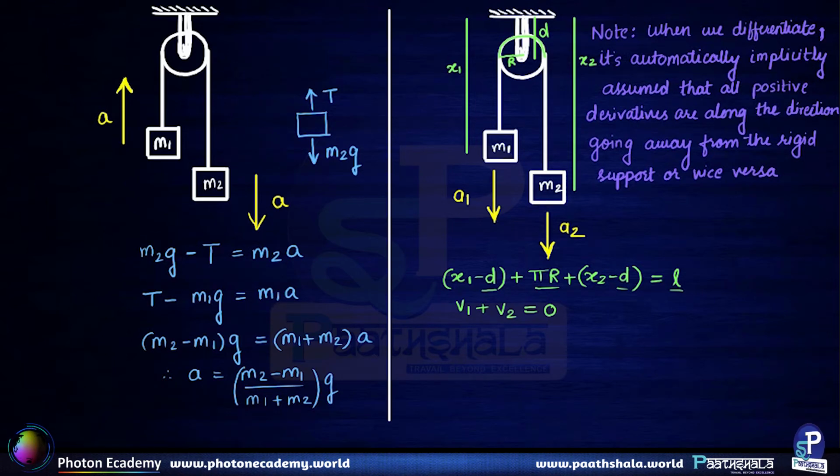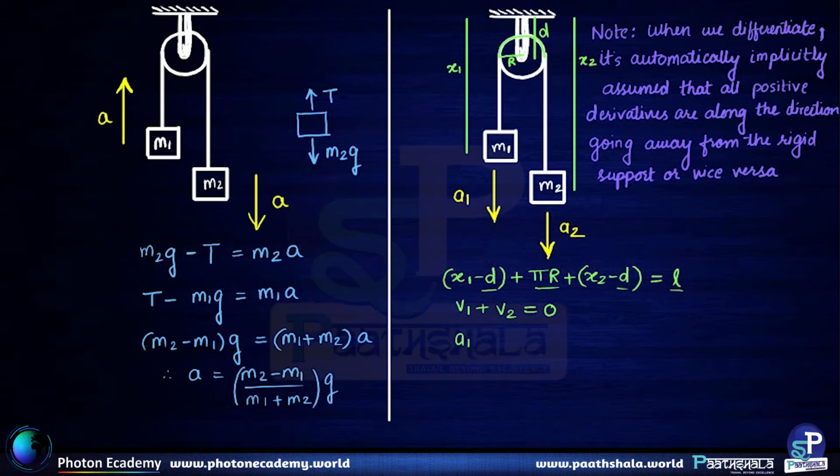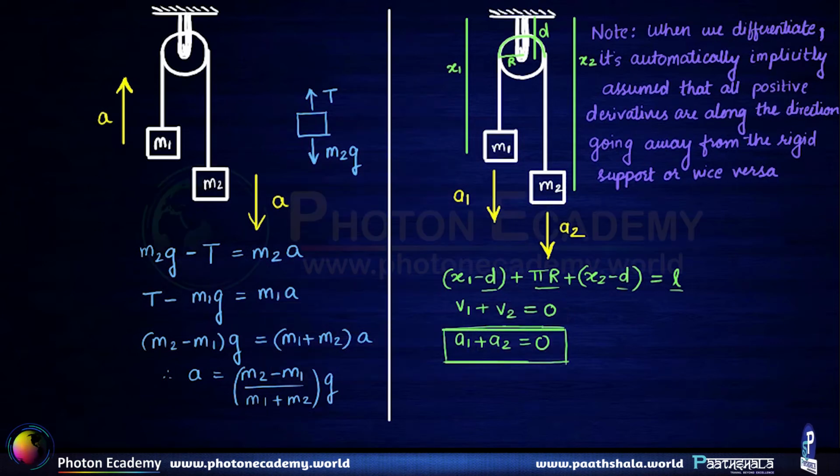So V1 is defined as the increasing distance from the rigid support and V2 is defined as the increasing distance from the rigid support. So V1 is nothing but the derivative of x1 and V2 is nothing but the derivative of x2. So if we differentiate this one more time, then we get a1 plus a2 equal to 0. So this is the relation that we were seeking out. This tells us mathematically, not only intuitively, that a1 and a2 are the same in magnitude but opposite in direction.